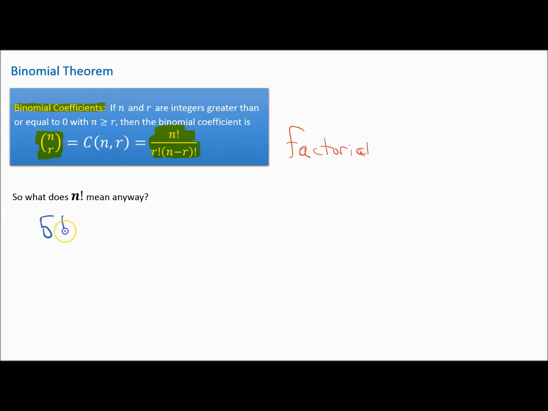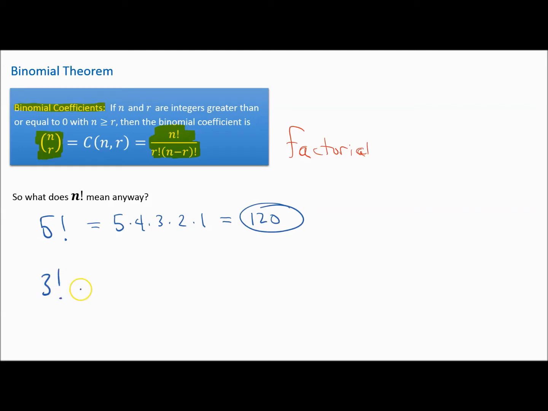For example, 5 factorial. The definition of that is you multiply 5 times 4 times 3 times 2 times 1. That's what 5 factorial means. And it's all multiplication, so you start with the number and then you go all the way down to 1. So 5 times 4 is 20, 20 times 3 is 60, 60 times 2 is 120, 120 times 1 is 120. So 5 factorial is 120.